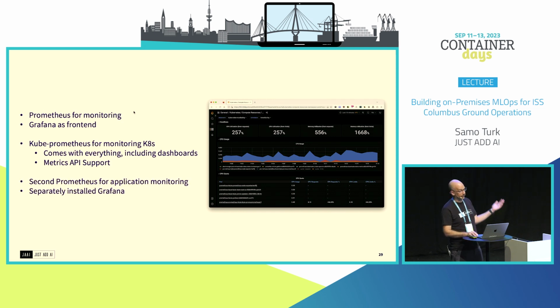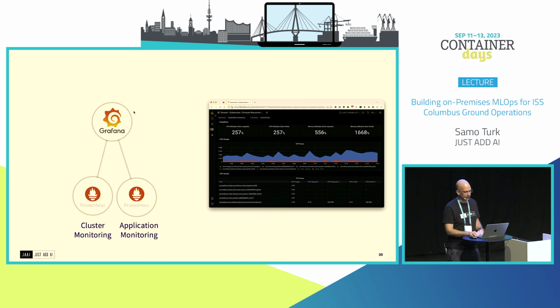And then we have a second Prometheus, which is actually for application monitoring, including model metrics and whatnot. And as mentioned, we have a separate Grafana. So this is kind of what the setup looks like, right? So 2 Prometheus, 1 Grafana.